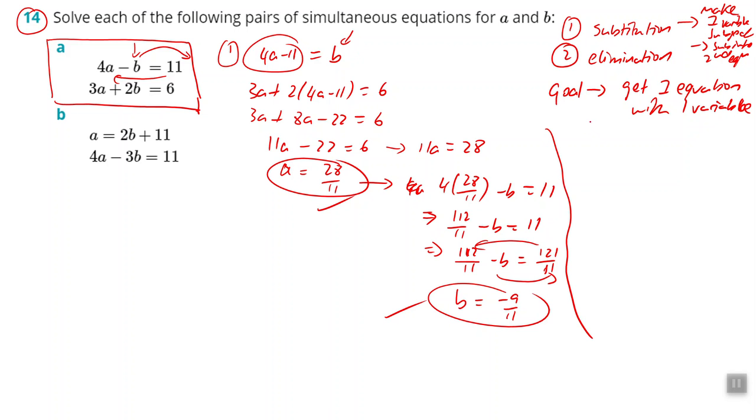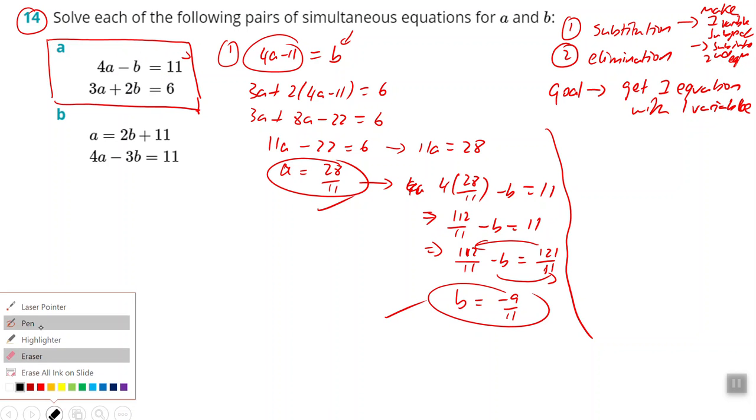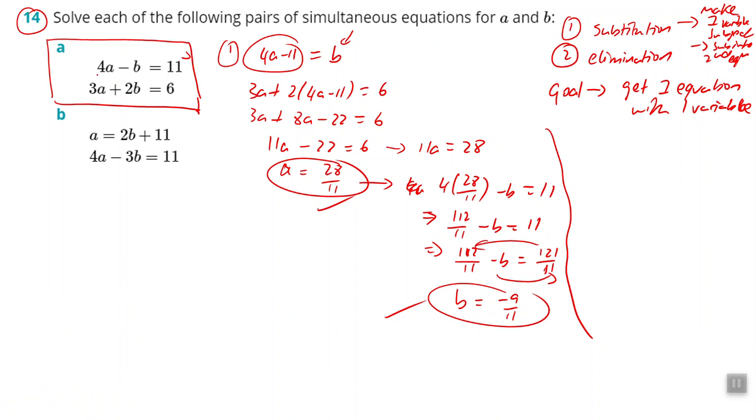The elimination method is when you're trying to get rid of one of the variables, okay, by either subtracting or adding both equations together. Now we can't eliminate straight away here because the a's aren't the same, and nor are the b's. So you're going to make one of the equations have the same amount in terms of variables. So I'm going to make the first equation, I'm going to multiply that by 2, so I can get a 2b here and a 2b there. So when I add them together, they eliminate. So if I multiply the first equation by 2, I get 8a minus 2b equals 22.